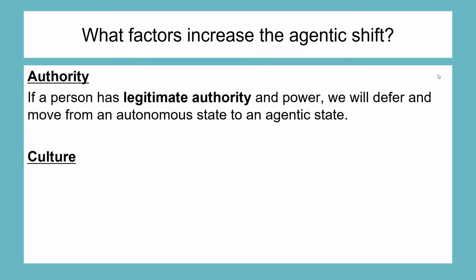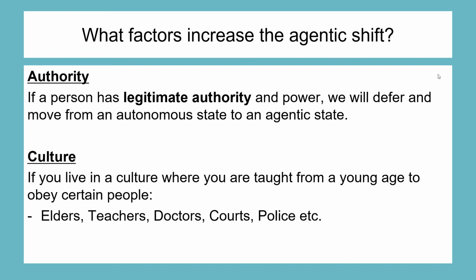Firstly, if a person has legitimate authority, we are more likely to enter the agentic state. So we're much more likely to enter the state if a police officer in uniform tells us to do something, compared to if a police officer off duty tells us to do something, because the uniform gives the legitimate authority. Also, culture. We live in a culture where we are brought up from a very young age, and we are taught to obey certain people like doctors and teachers and the police. So if you have experience in that from a young age, you're also more likely to go into the agentic state when given an order.